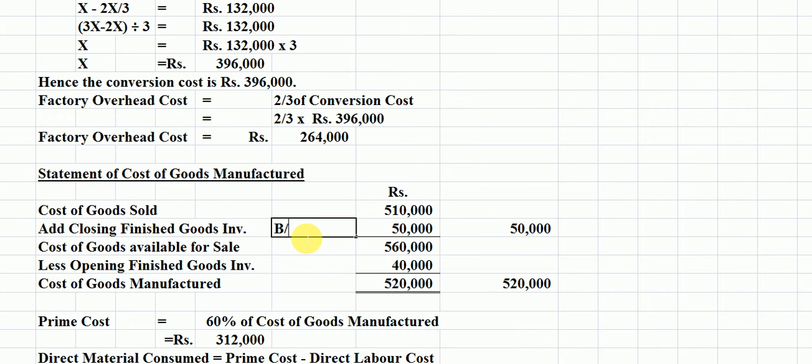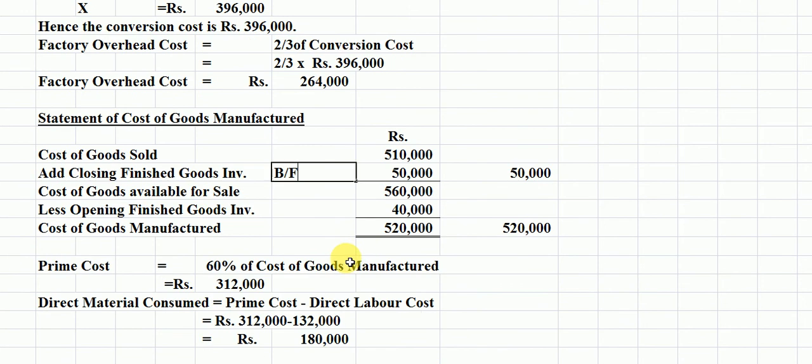Students, this is the inventory which has been stored in fire. This is our first requirement fulfilled. Now less opening inventory is given as 40,000 rupees. Now we deduct this amount from this. Then we have an amount of 5,20,000 rupees as cost of goods manufactured.